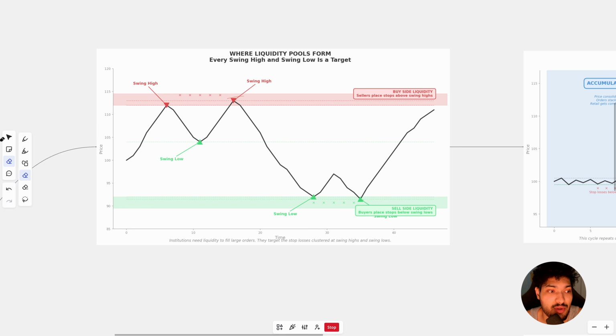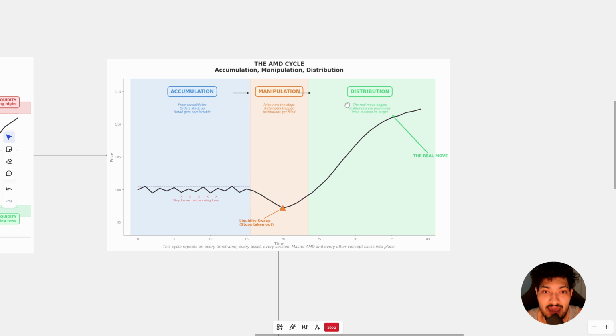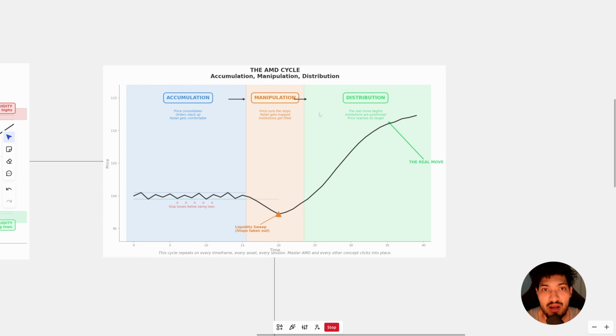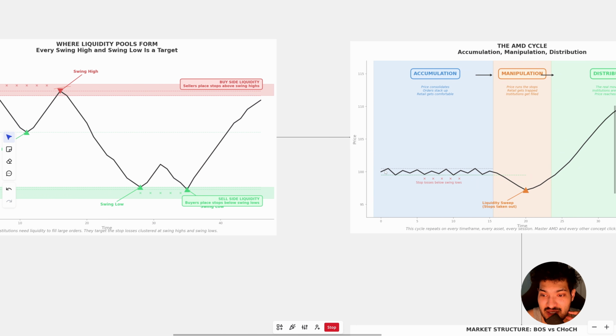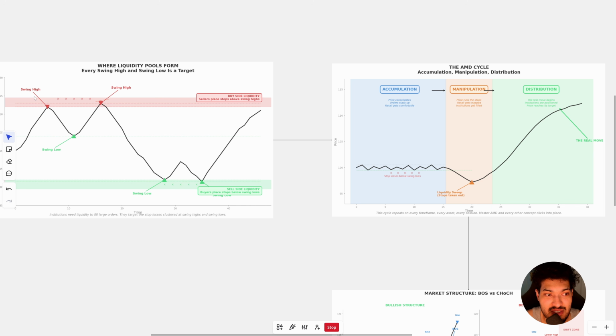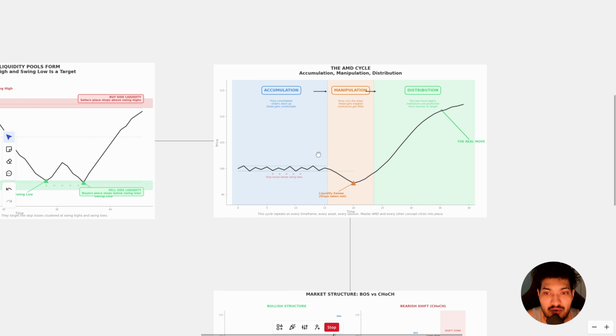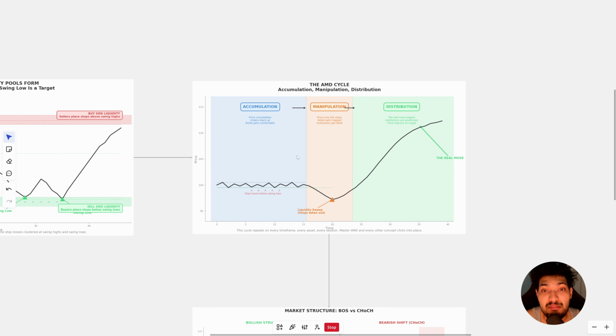But specifically, what these institutions are doing is using something called the AMD cycle, where they're essentially waiting for price to consolidate, where there's a huge range. In this range, orders are going to essentially stack up, and retail gets comfortable. You can see from this example, it's basically the same thing. We have these highs and lows being formed, this range being formed. But then what they do is they manipulate that range.